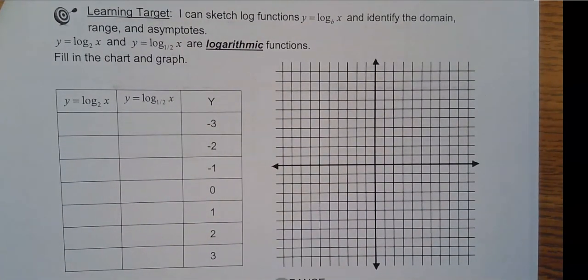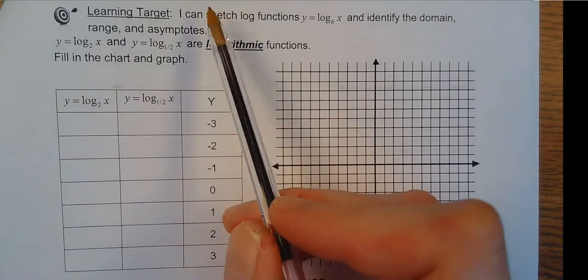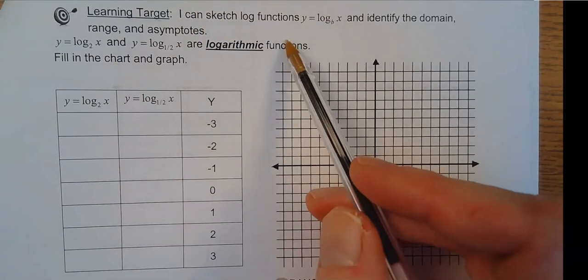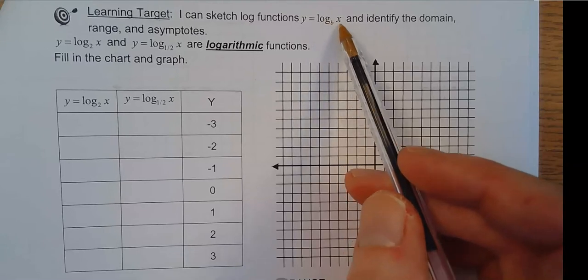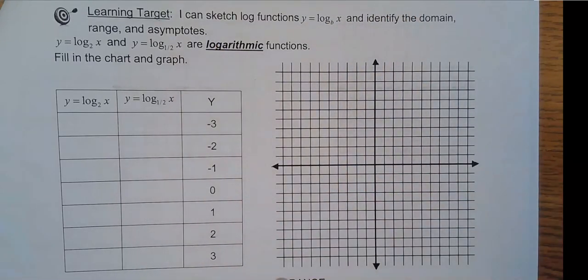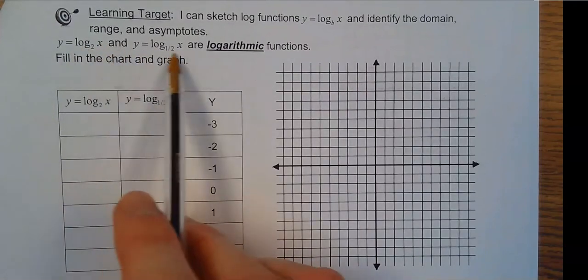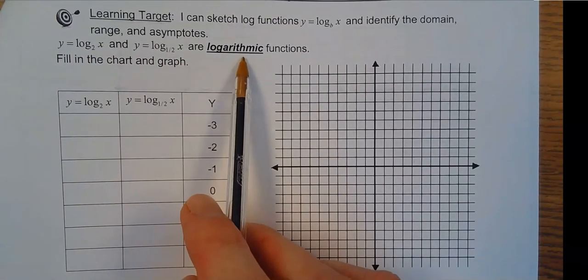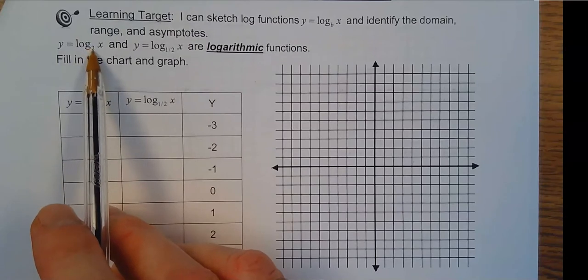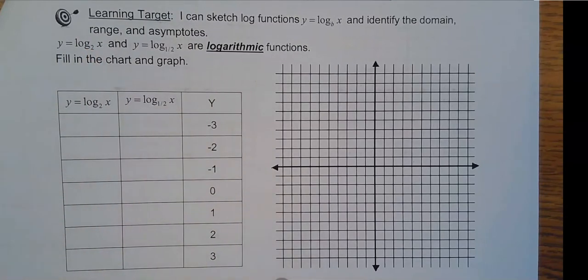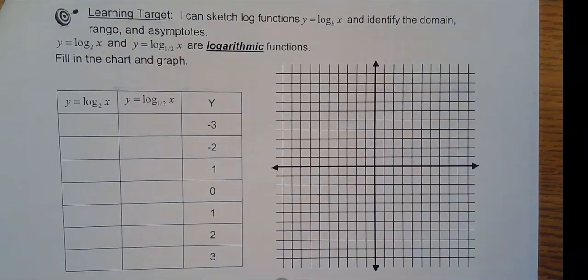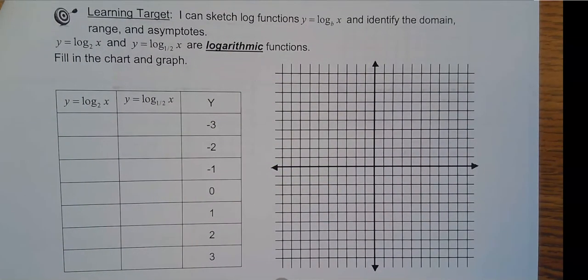So first off, our learning target is I can sketch log functions y equals log base b of x, and then identify the domain, range, and asymptotes. This is what's considered a logarithmic function when it has y equals and a log. Really just about any base could be on the other side. But as long as it has a log and x is in the argument, that's a logarithmic function.